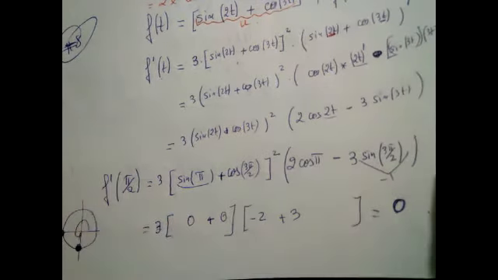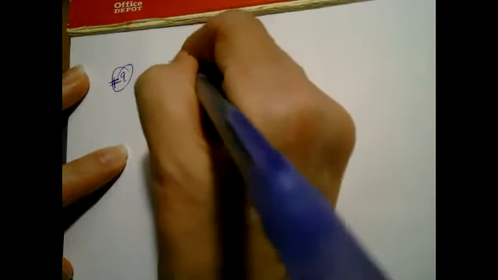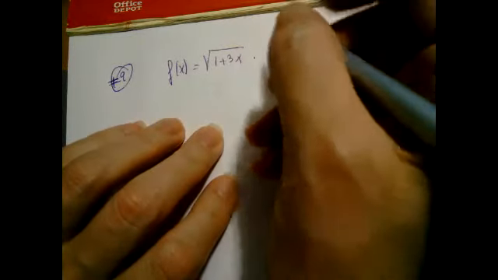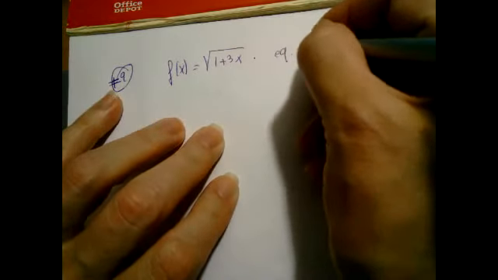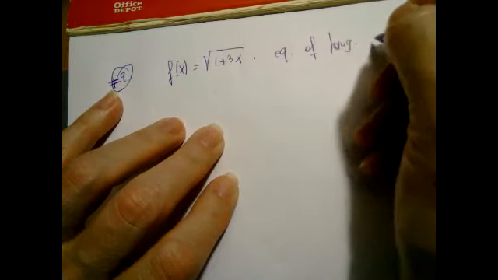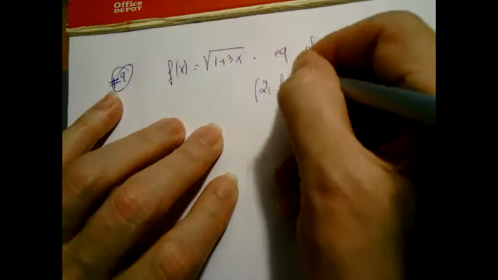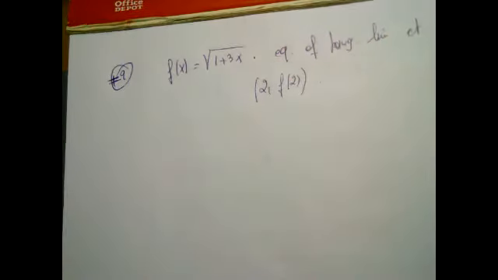All right, so number 9, 10, and then we proceed. Okay, number 9. We have the function f of x equal the square root of 1 plus 3x. And one of the typical questions you will encounter tomorrow: equation of the tangent line at the point 2, f of 2. Okay, so this is a typical question.